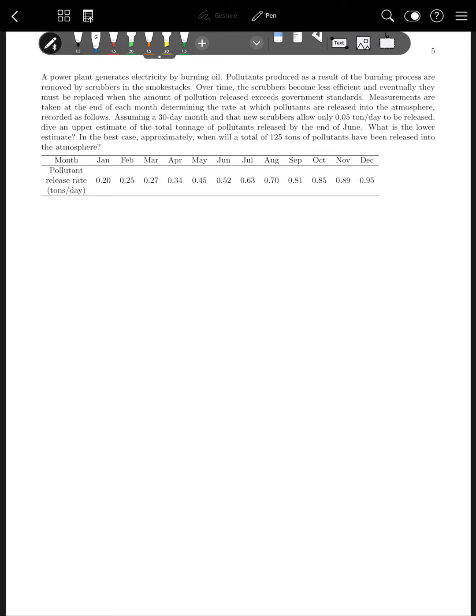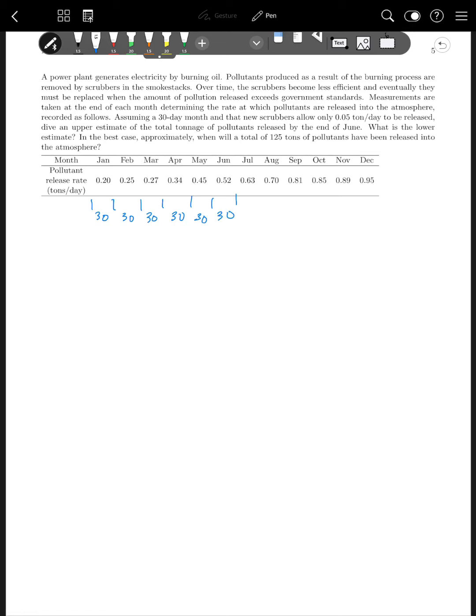Find an upper estimate of the total tonnage of pollutants released by the end of June. What is a lower estimate? In the best case, approximately when will the total of 125 tons of pollutants have been released into the atmosphere? So this works the exact same way that the problems we did before worked.